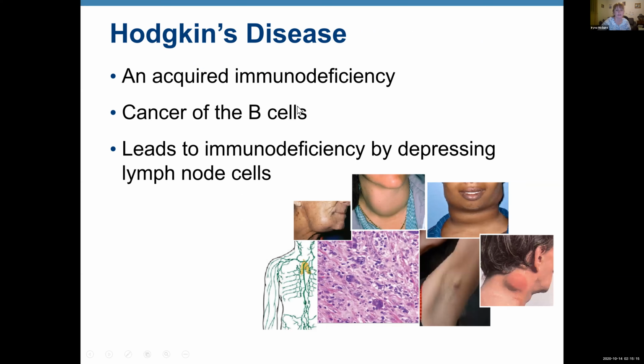Hodgkin's disease is a cancer of B cells, and it leads to immunodeficiency by depressing the lymph node, which is where B cells divide, right? So if you have cancer of B cells, the person has the most problem with humoral immunity. And of course, cancer, if it metastasizes, can affect other organs.